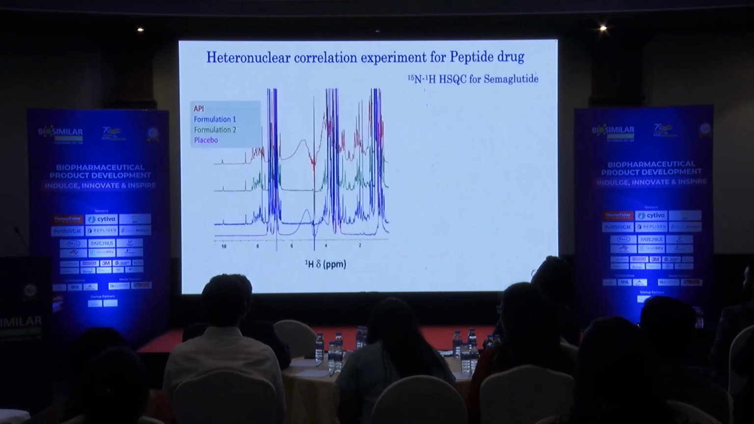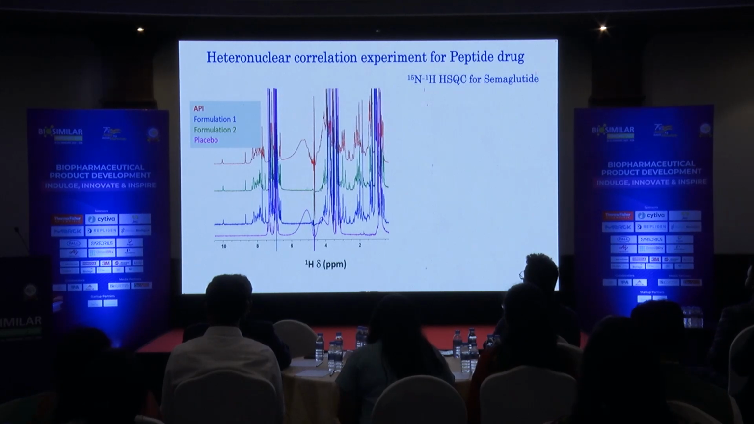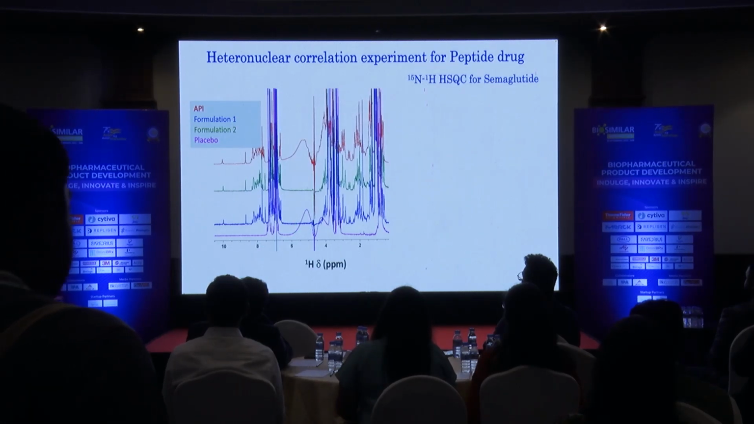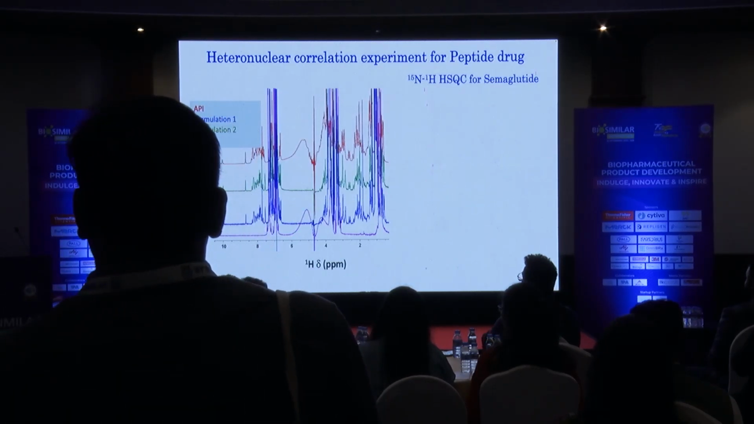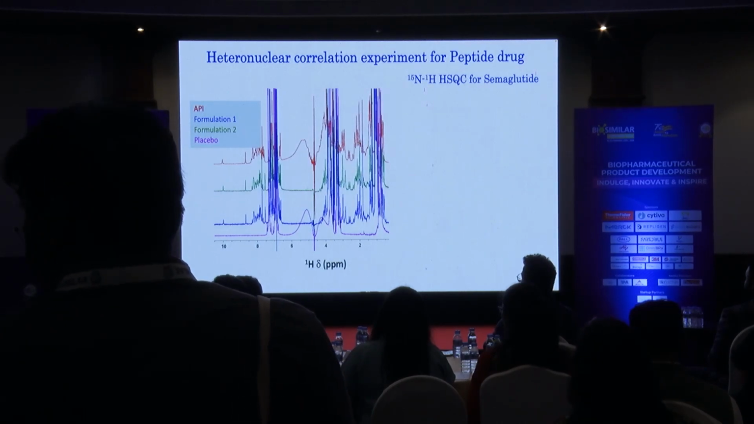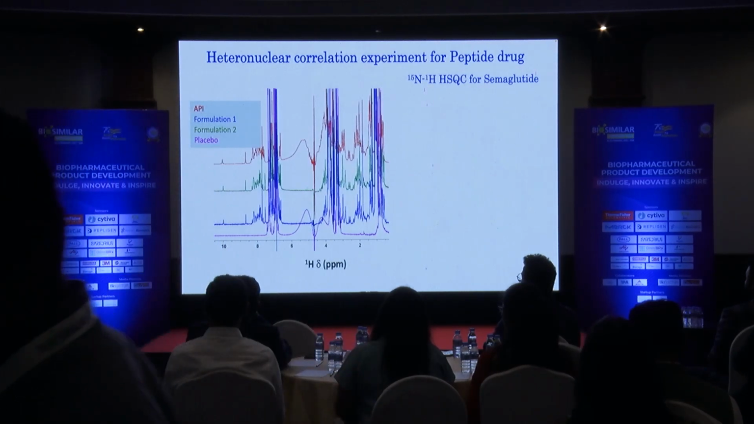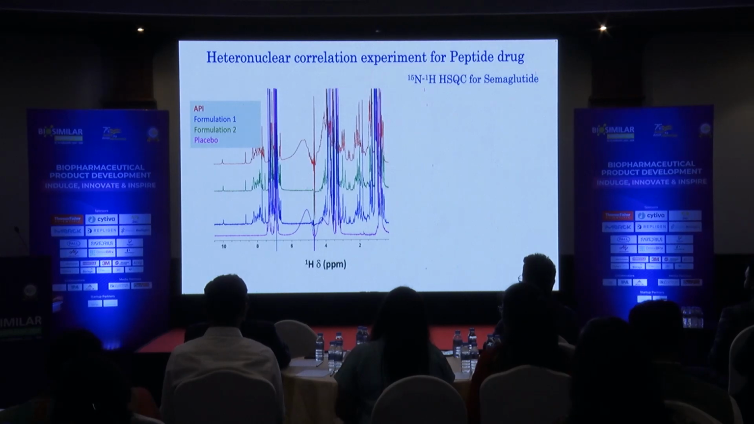Next, please. Right, so let's just get started. We start with just a one-dimensional proton NMR spectrum, and here I am showing you if you just take an API, placebo, formulation 1 and formulation 2. Now in other orthogonal biophysical characterization techniques, you just have one spectrum or one profile to match. Here you have so many peaks coming from the same peptide to compare.